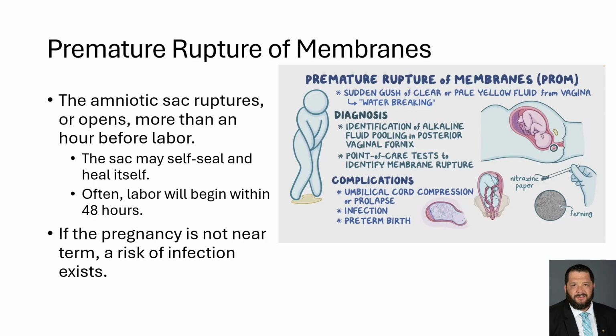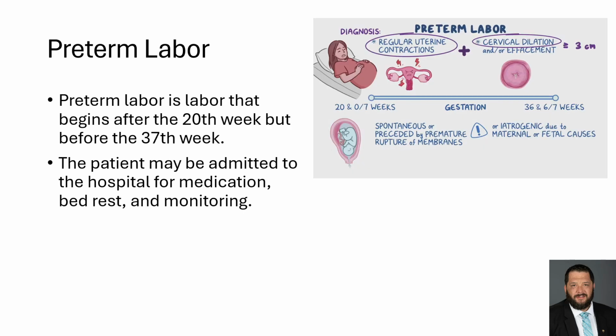Let's start with a premature rupture of membranes, and this is when the amniotic sac ruptures or opens more than a few hours before labor. The sac may seal itself off. Often labor will begin within 48 hours, but if the pregnancy is not near term, then there's a risk of infection that can exist here. Preterm labor is labor that begins after the 20th week, but before the 37th week of pregnancy. The patient may be admitted to the hospital for bed rest, medication, and monitoring.